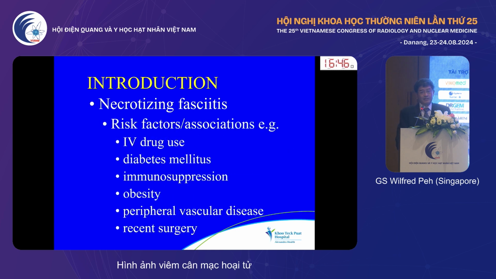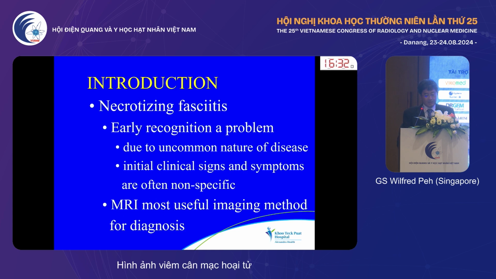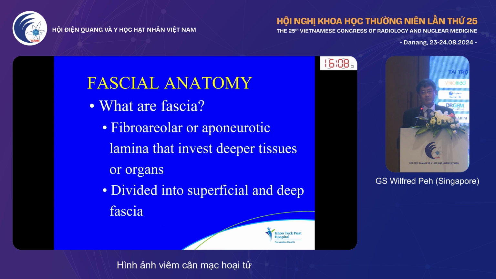There are some risk factors and associations as listed: intravenous drug use, diabetes, immunosuppression, obesity, peripheral vascular disease, and recent surgery. So clinically, early recognition is usually a problem because it's not a very common disease. The initial clinical signs are usually quite non-specific. Patient comes in with painful swelling of the limbs, and MRI is the most useful imaging method for diagnosis. So most of my talk will focus on MRI features of necrotizing fasciitis.